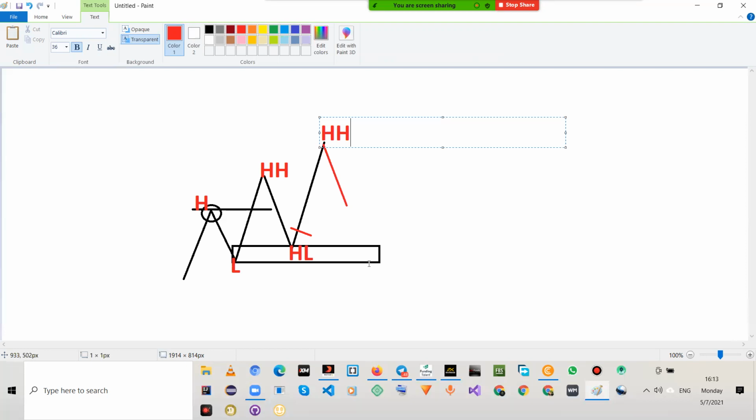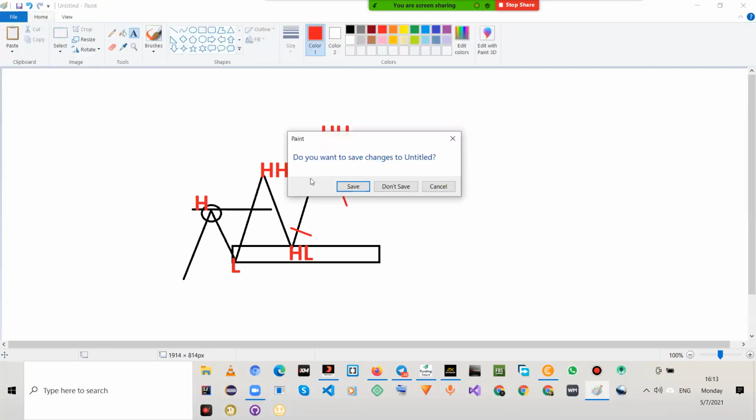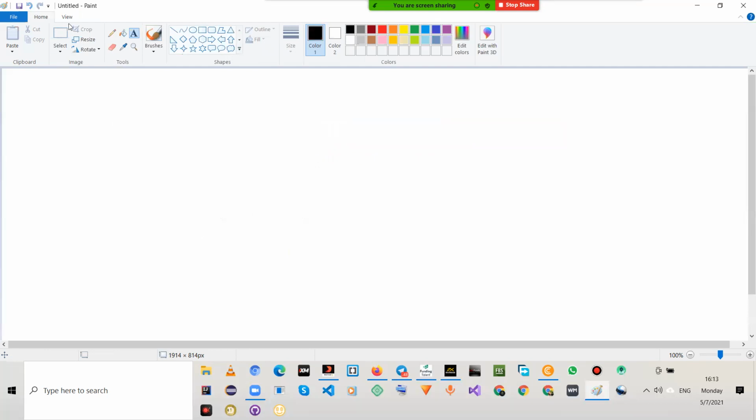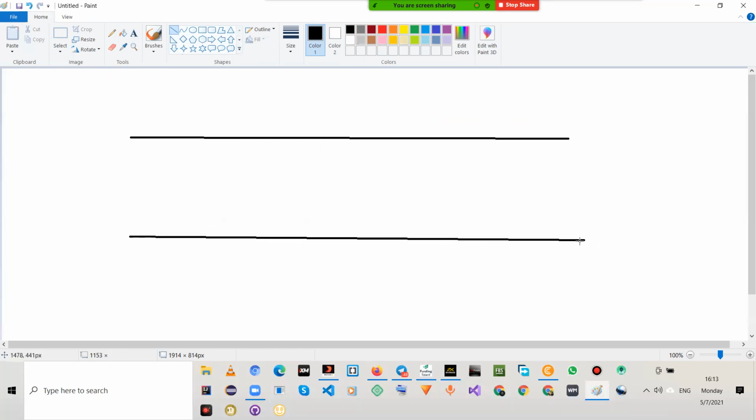So the opposite is also true. So I'm going to show you the ranging market real quick. The ranging is really simple. It is what it literally means. The ranging is just simply price ranging in the same area. So sort of like this.